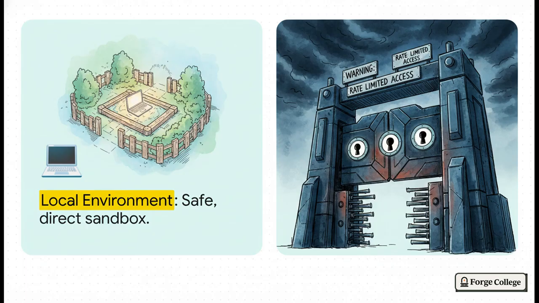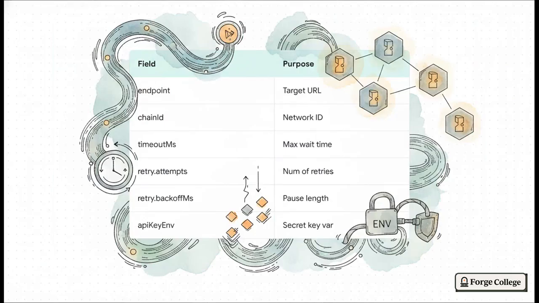But contrast that with public testnets. Those are gated, they're heavily rate limited, and they almost always require API gateways and authentication keys just to say hello. Your master blueprint needs to be flexible enough to handle both of these realities gracefully. And that brings us to our actual spec sheet.